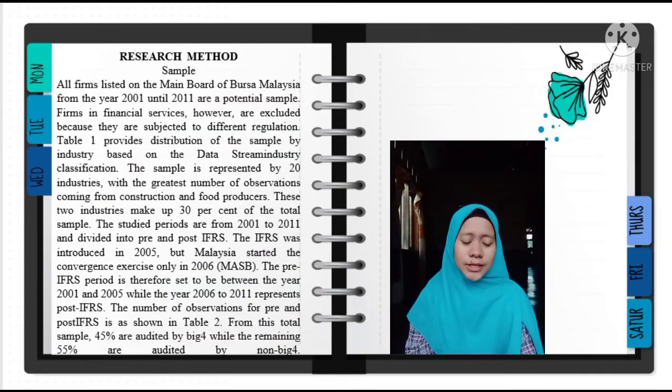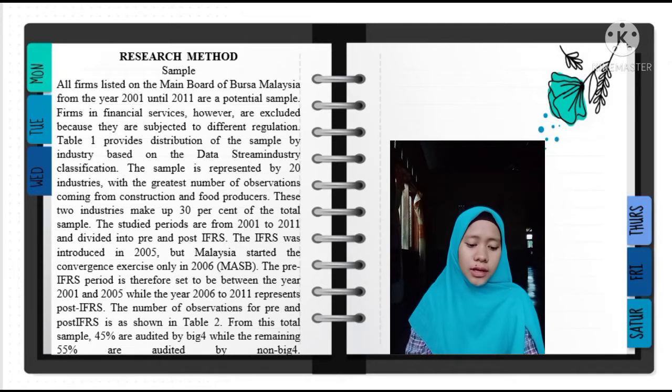Research method, sample. All firms listed on the main board of Bursa Malaysia from the year 2001 until 2011 are a potential sample. Firms in financial services, however, are excluded because they are subject to different regulations. Table 1 provides the distribution of the sample by industry based on the Datastream industry classification. The sample is represented by 20 industries, with the greatest number of observations coming from construction and food producers. These two industries make up 30% of the total sample.